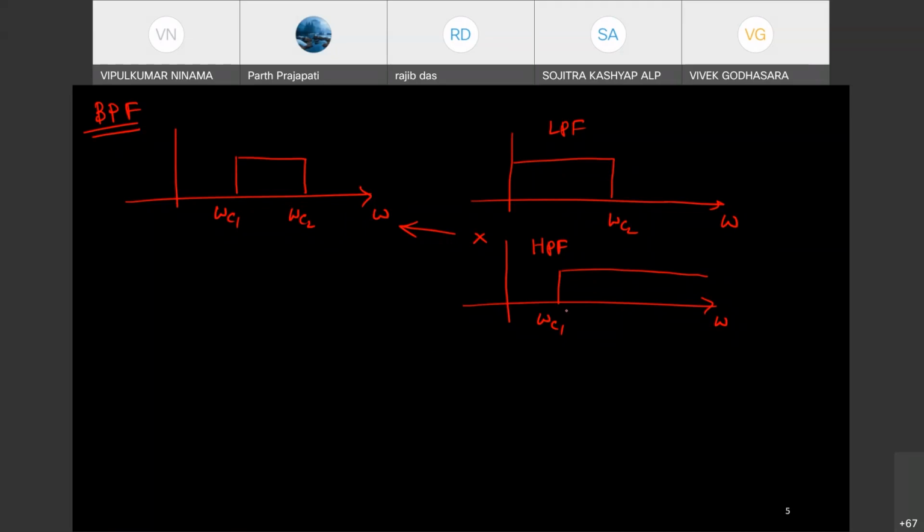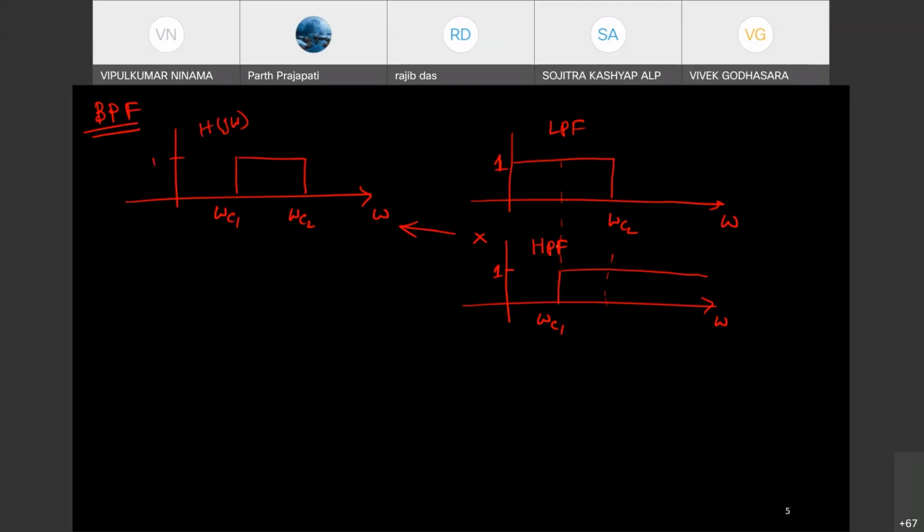If I multiply these two, will we get this result? Can you see? From 0 to omega C1, the high pass filter spectrum is 0, so 0 into 1 becomes 0. And when omega is more than omega C2, the magnitude is also 0, because the low pass filter magnitude becomes 0. But in the common zone, omega C1 to omega C2, both are 1, and their multiplication is also 1. So you will get this: H of j omega for the band pass filter.